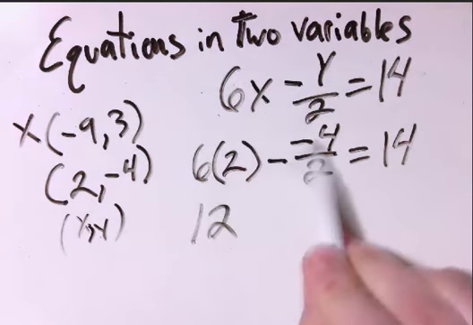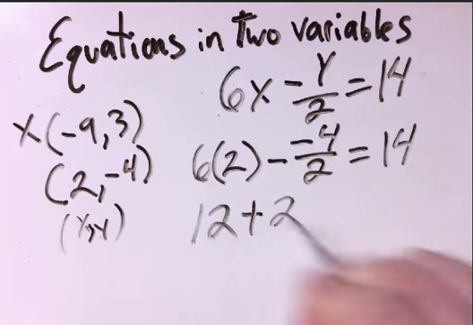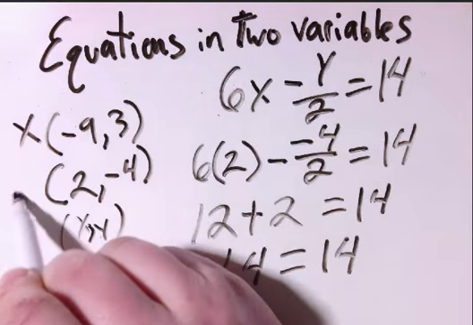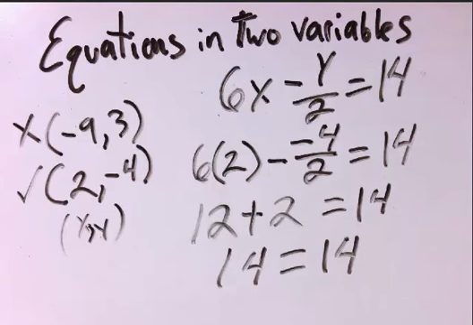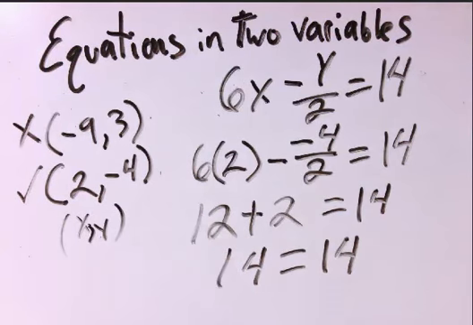And since this is two negatives, you can change this to a positive, and then 4 over 2 is giving us 2. So then 14 is equal to 14. So this one is correct. So we can say that 1 is not a possible solution, but 2 is.